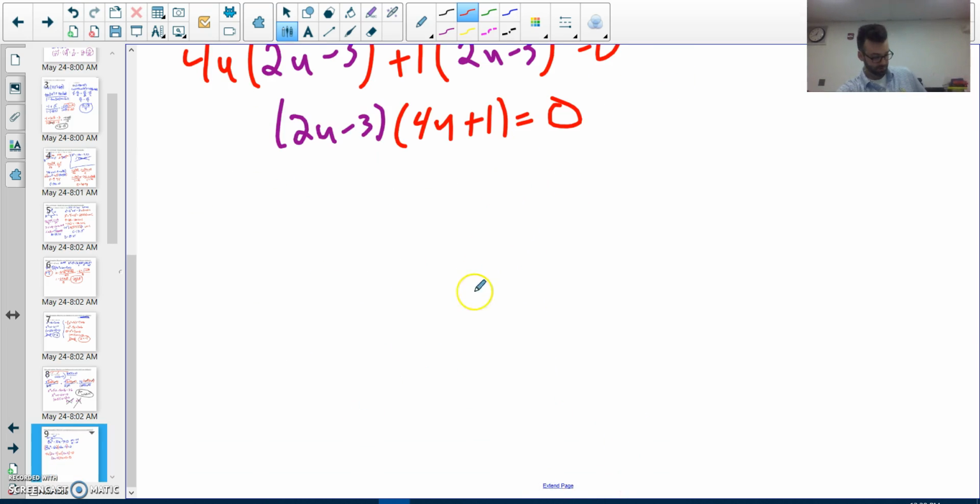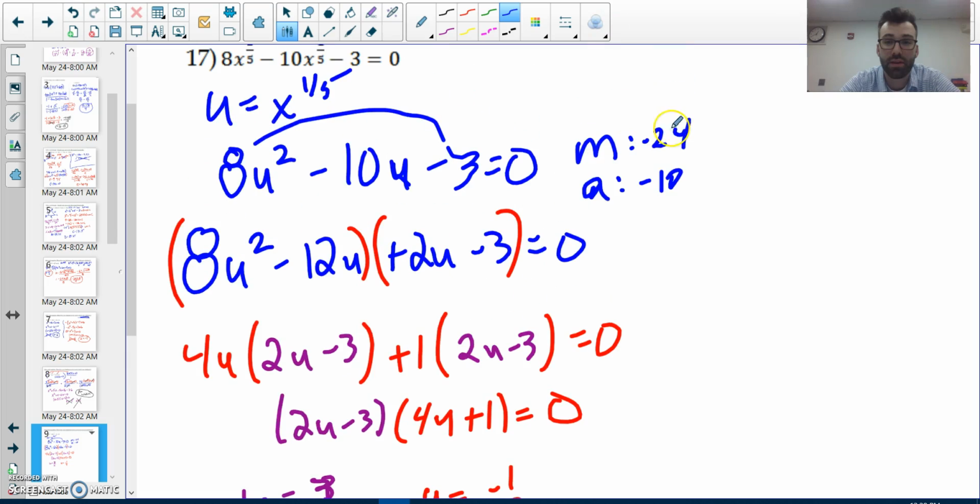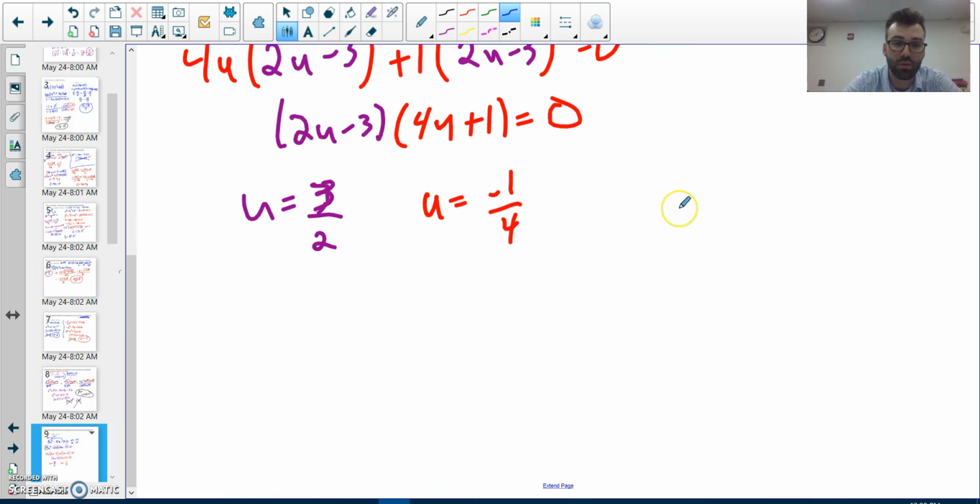Okay, 4u plus 1. So now set each factor equal to 0 and solve. Wow, u equals 3 over 2. Oh, buckets, 3 over 2. u equals negative 1/4. Well, now that I've solved for u, I have to use u substitution and plug in x to the 1/5 now for u.